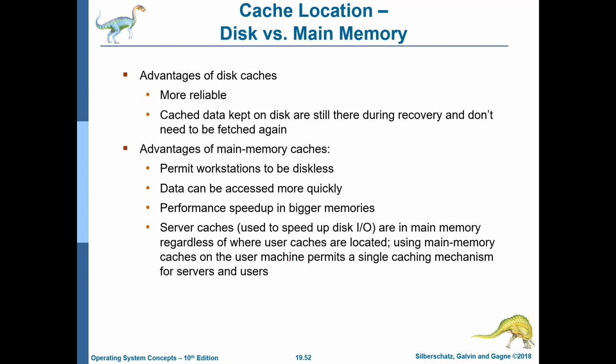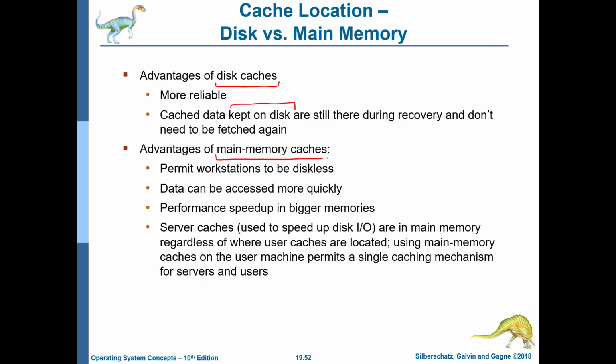So let us now look at the cache location issue of disk versus main memory. The question is, where do we keep these file caches? We can keep them on the disk. They are more reliable. Let's say the machine goes down and then it comes up. It can get the cache data from the disk. It'll still be there during recovery. And also, because of RAID and other technologies, disks have built-in reliability.